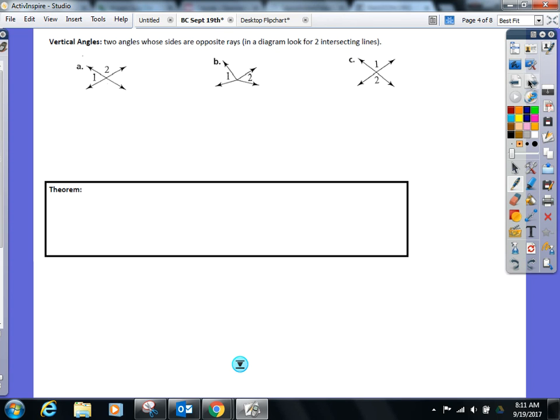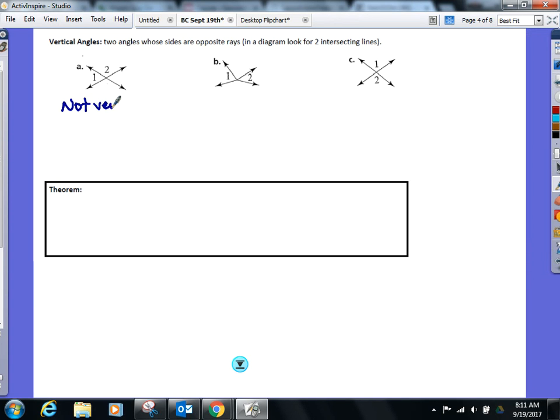So take a look at A. Two intersecting lines, are these angles opposite each other? No. So these are not vertical. But I'm going to challenge you now, honors kids. They're not vertical, but they're what? Don't say anything. Think about it. Give me a term we've already talked about today. They are not vertical, but I can call them blank.